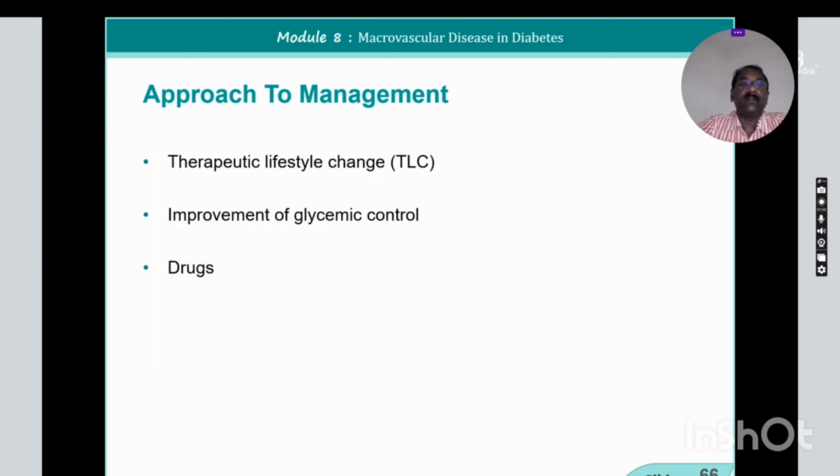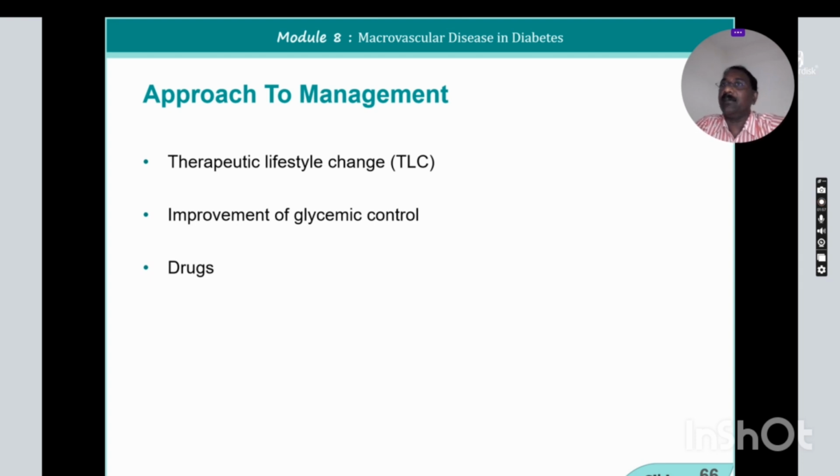So the approach to management: therapeutic lifestyle changes, improvement of glycemic control, and then the drugs. The drugs come last in dyslipidemias. So what is the first one? Lifestyle change. What do we mean by lifestyle changes? Food and exercise. The food changes involve saturated fats and trans fats. Dum biryani, evening masala vada, bhaji, jalebi: these are all rich in fats, especially trans fats. So that is the therapeutic lifestyle change, along with exercise. This is very important.